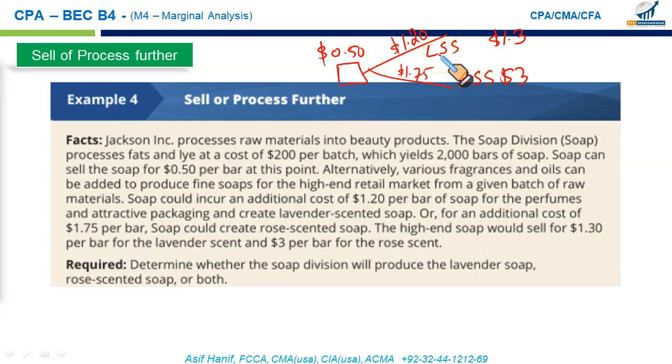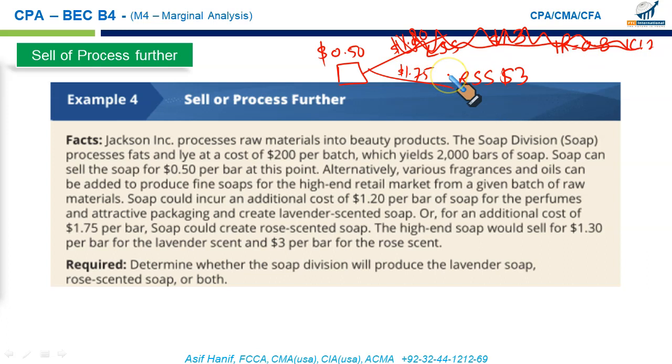Now just listen. If you process soap into lavender-scented soap, the final selling price is 1.3. The price at split-off was 0.5. So in this case, the incremental revenue is 0.80. And what is the incremental cost? 1.2. So this option is not suitable because the cost is 1.2 and the incremental revenue is 0.8. So clearly the cost is more, and there is no way we're going to convert it into lavender-scented soap.